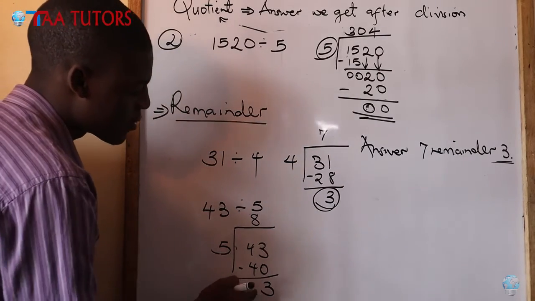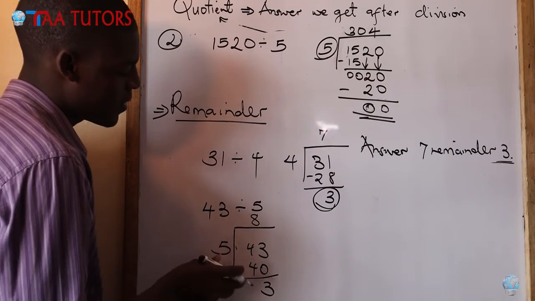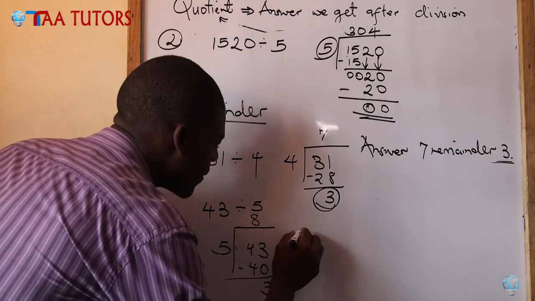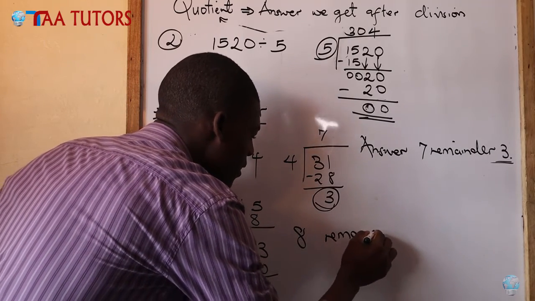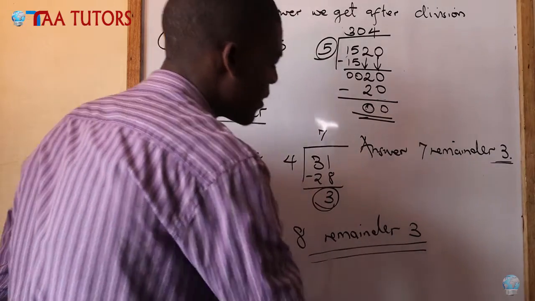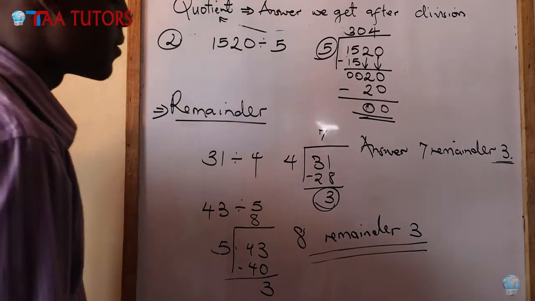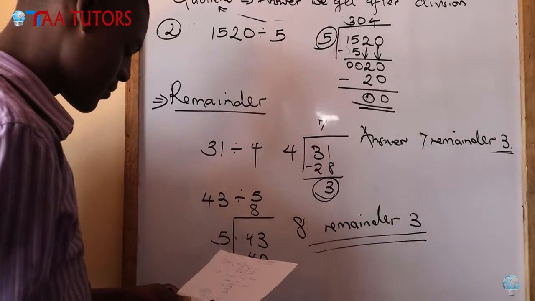We've seen that it is not 0, 0 down there. There is a 3 remaining. So whatever we have as our answer will be 8 remainder 3. Even if it is a bigger value, there's that remainder included in your answer.